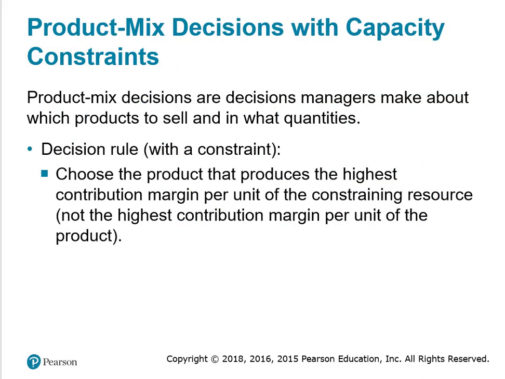So a capacity constraint means that managers must choose to use resources for one thing and forego using them for something else. Okay, that is a capacity constraint. And product mix decisions are decisions managers make about which products to sell and in what quantities. So the decision rule is that you choose the product that produces the highest contribution margin per unit of the constraining resource. Not the highest contribution margin per unit of product, but the highest contribution margin per unit of the constraint.